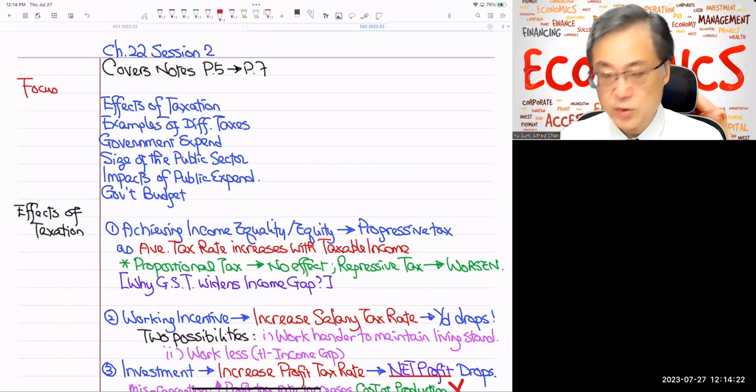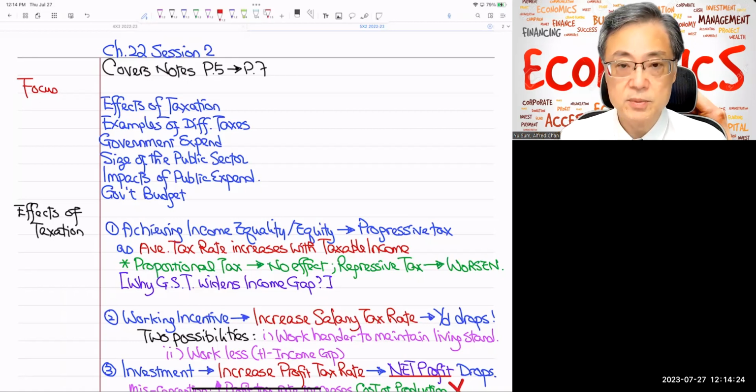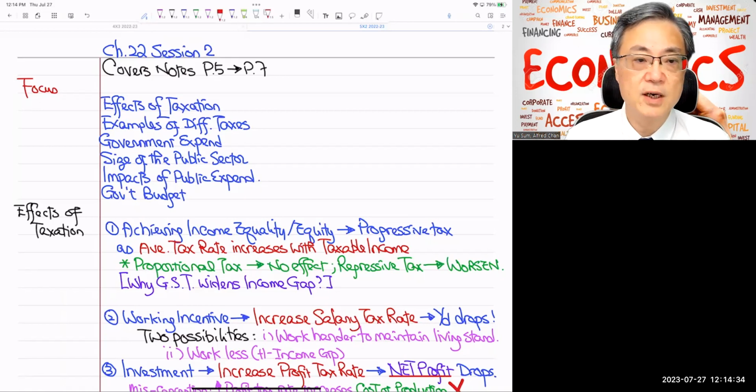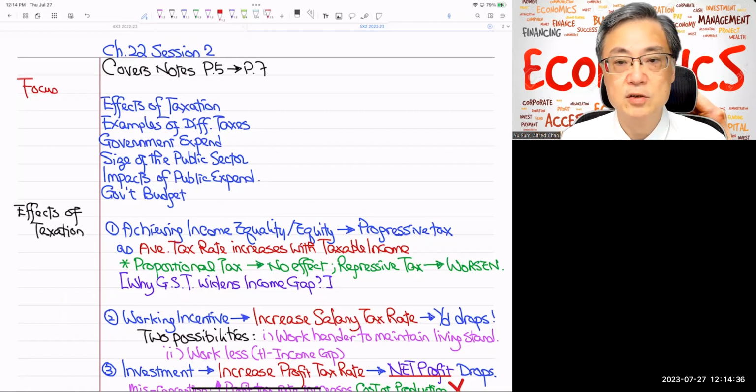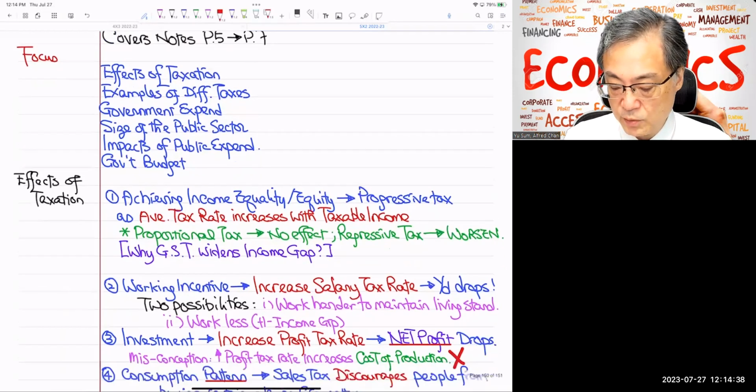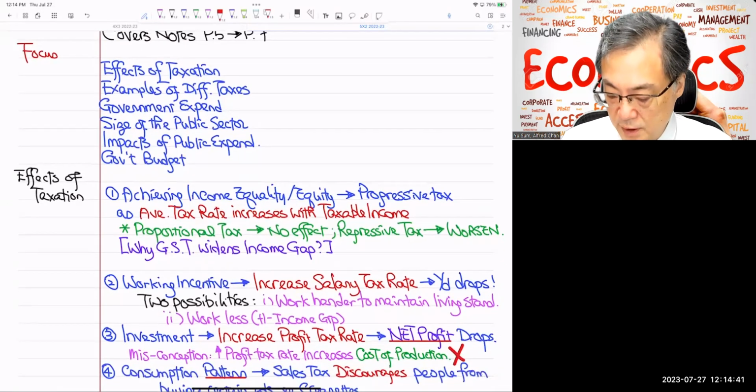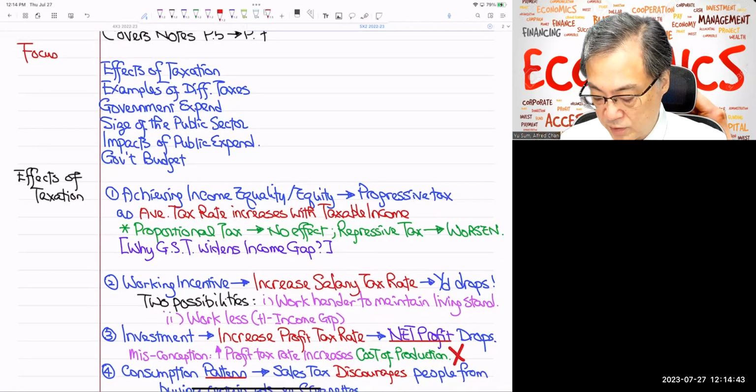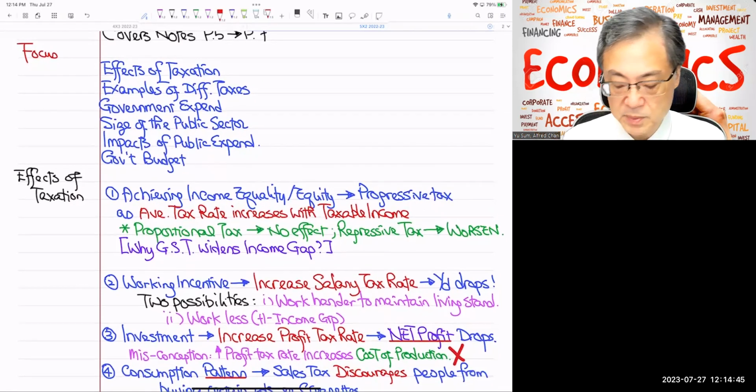Okay, boys, let's come to the second session on chapter 22. I'll try to keep this under 15 minutes, but we have quite some topics to cover. The session covers mainly page 5 to page 7 of the notes I uploaded. So the focus will be on effects of taxation, examples of different types of tax, government expenditure, etc.